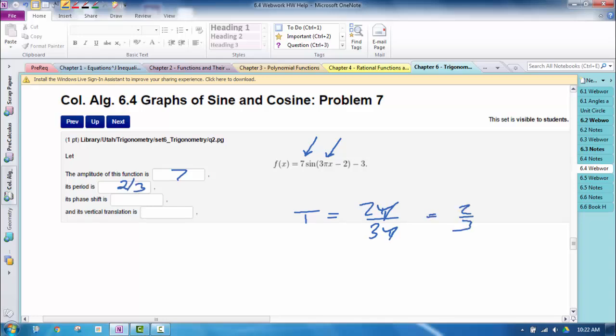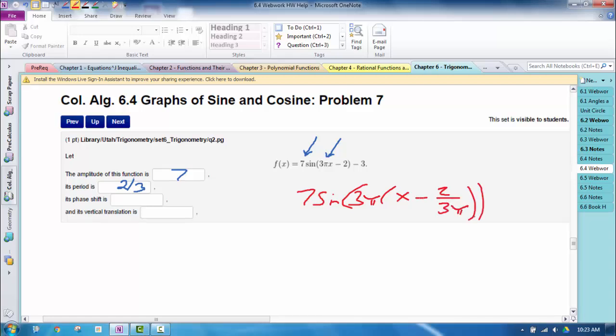The phase shift is what we're doing to x, which is a little confusing, but what I actually have to do to find the phase shift is rewrite this, factoring out a 3 pi from x. So I have 3 pi times x minus 2 over 3 pi. It seems weird, but in order to figure out the phase shift, I have to get x by itself in parentheses, where I can see exactly what I'm doing to x alone. And if you were to FOIL the 3 pi through, you'd see the 3 pi's cancel and I'd get right back to this. So the phase shift in this case is 2 divided by 3 pi.